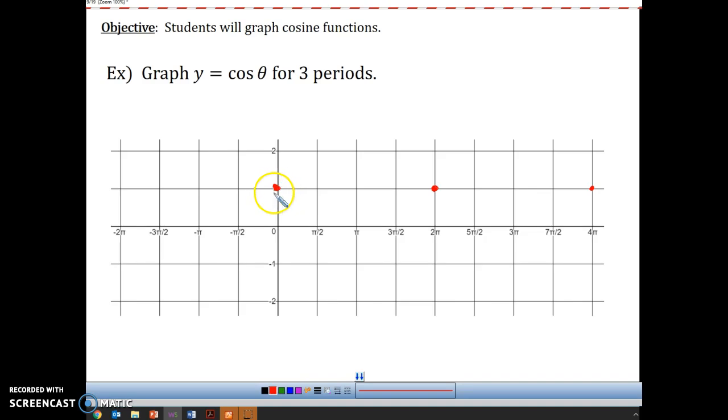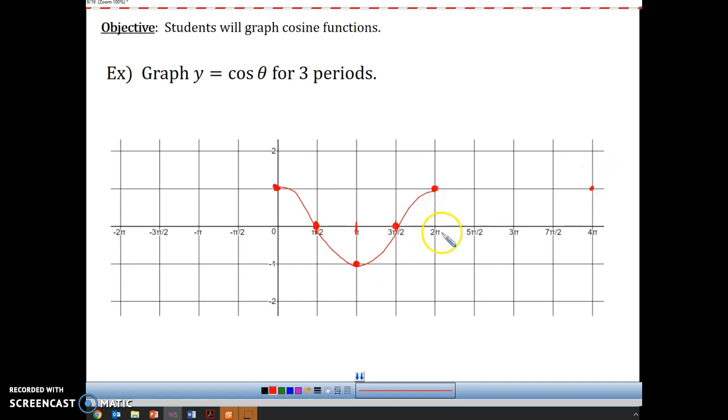I'll focus first on the first period. Remember, with these functions, you want to split them into fourths, so I'll cut them in half. I'm going to have a key point here, a key point here, and a key point here. So I essentially broke it into fourths. Remember, the cosine function starts at 1, and it's going to go down. So I have an intercept at pi over 2, a minimum at pi, an intercept at 3 pi over 2, and then a maximum. So here is cosine theta.